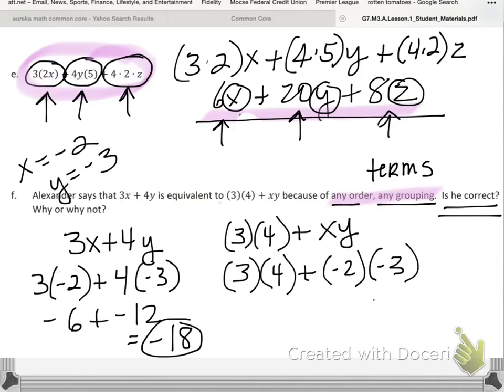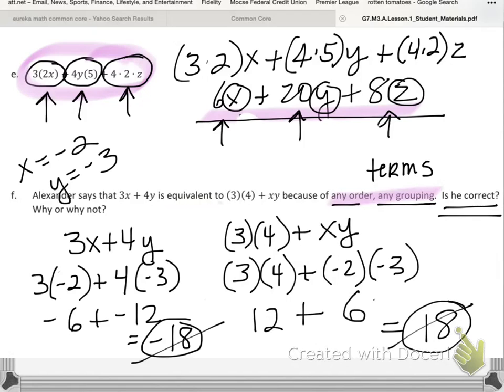So now let's do the multiplication here. 3 times 4 is 12, plus -2 times -3 is actually +6. Okay, and now we're going to get a solution of 18. So these are not the same. -18 is not equal to 18.